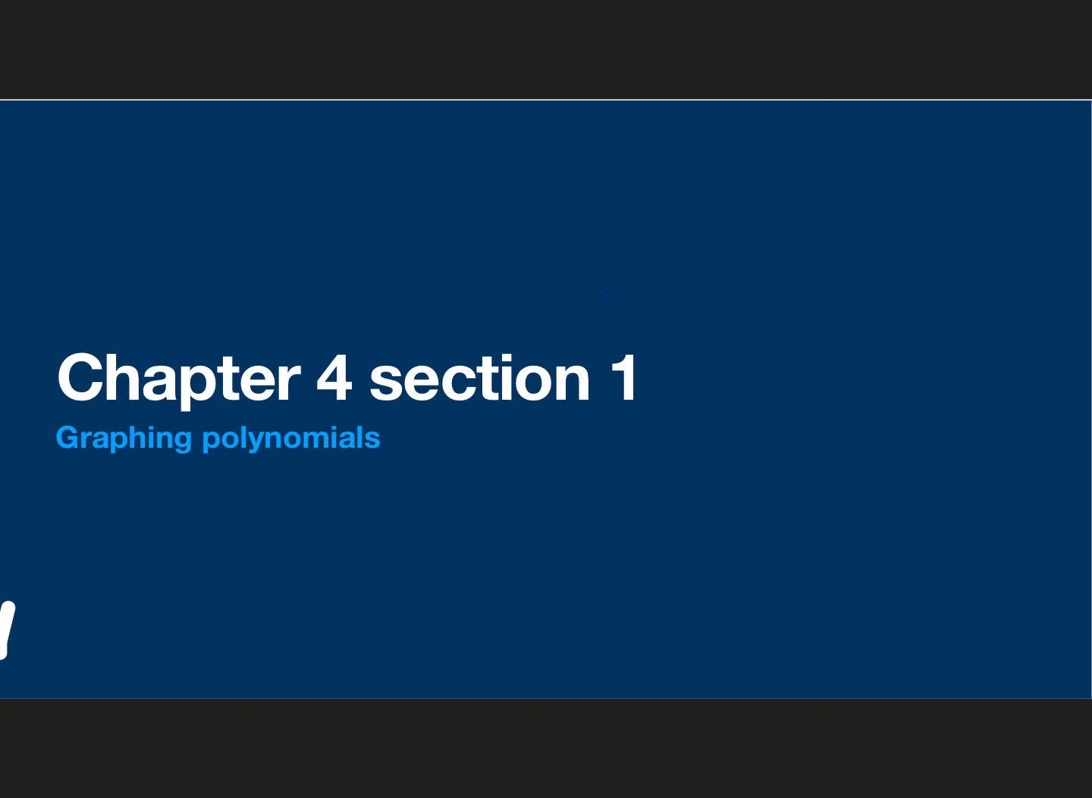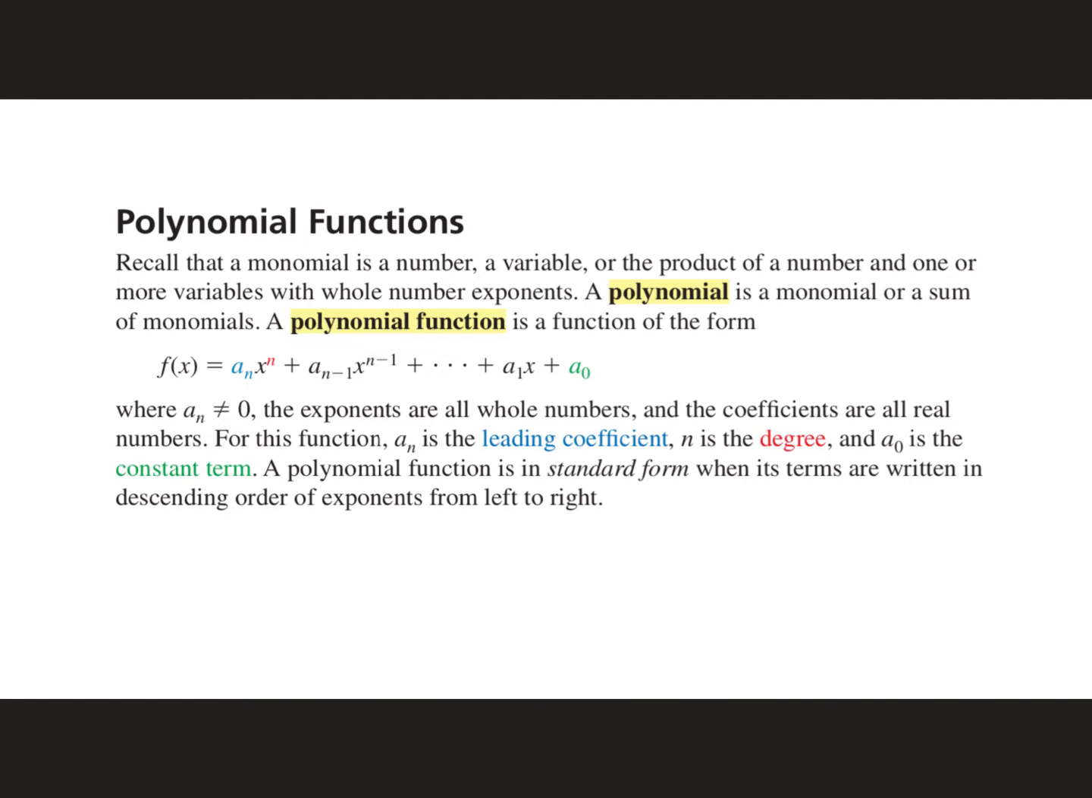Alright, 4.1, we're going to be graphing polynomials. So polynomial functions. It says recall that a monomial is a number, a variable, or the product of a number and one or more variables with whole number exponents. So a monomial just means one term.